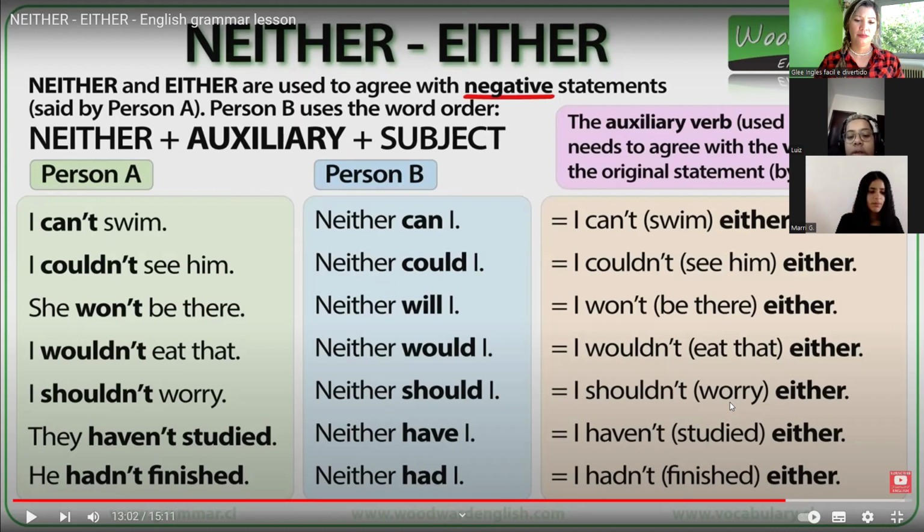He hadn't finished. Neither had I. I hadn't finished either. Ele não terminou. Nem eu.